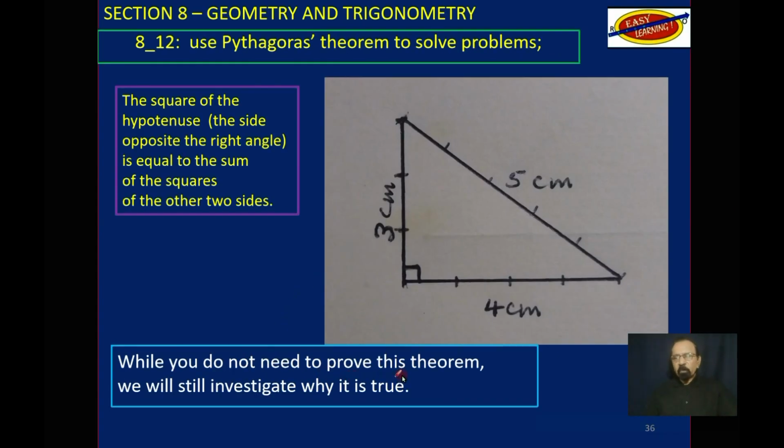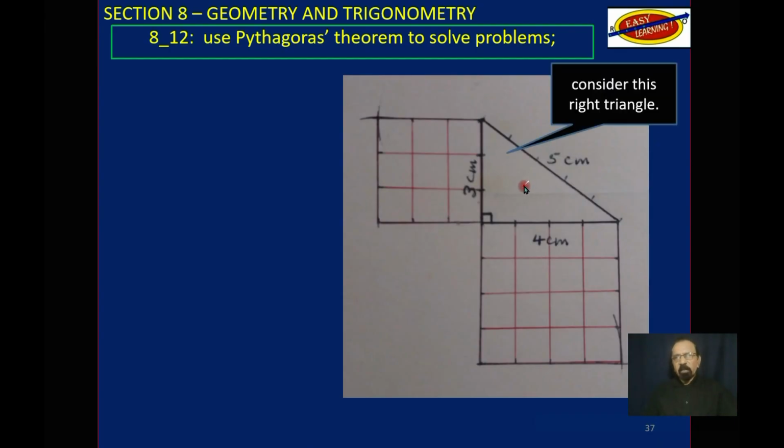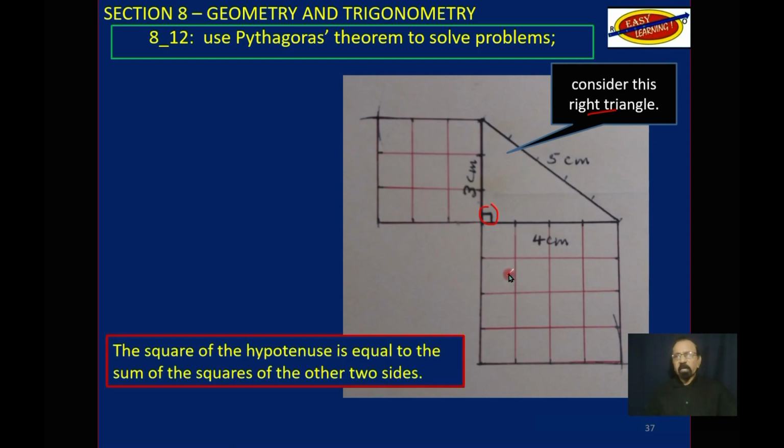While you do not need to prove this theorem, we will still investigate why it is true by looking at this right triangle here. Now remember, the theorem is the square of the hypotenuse is equal to the sum of the squares of the other two sides. We will use this as an example to show if that is true. So let's consider that triangle there. It's a right triangle. You have a right angle here. That is the hypotenuse over there, and these are the other two sides.